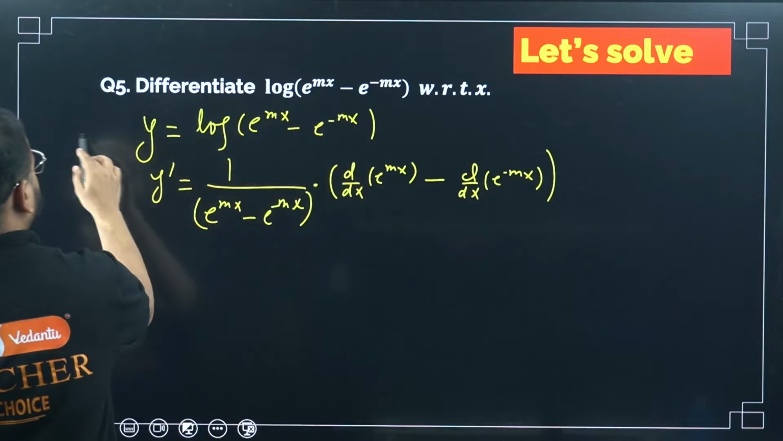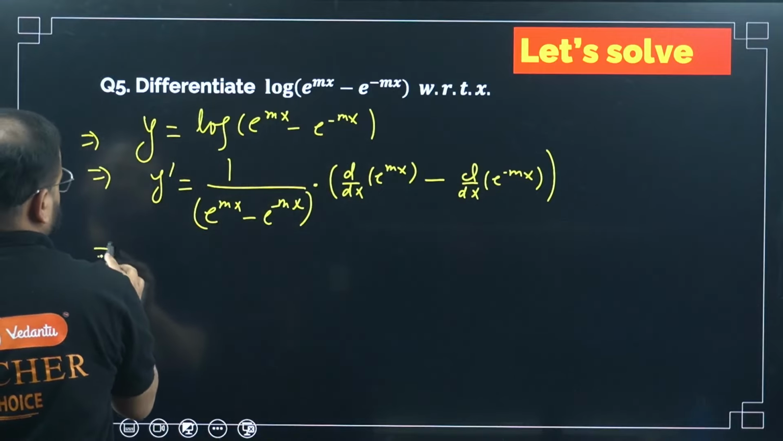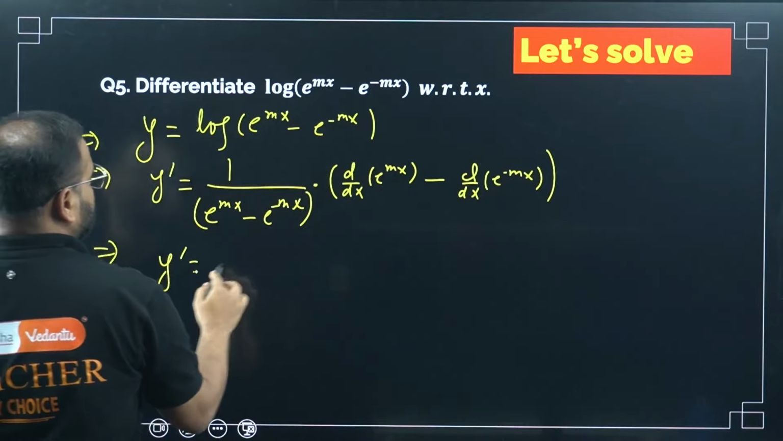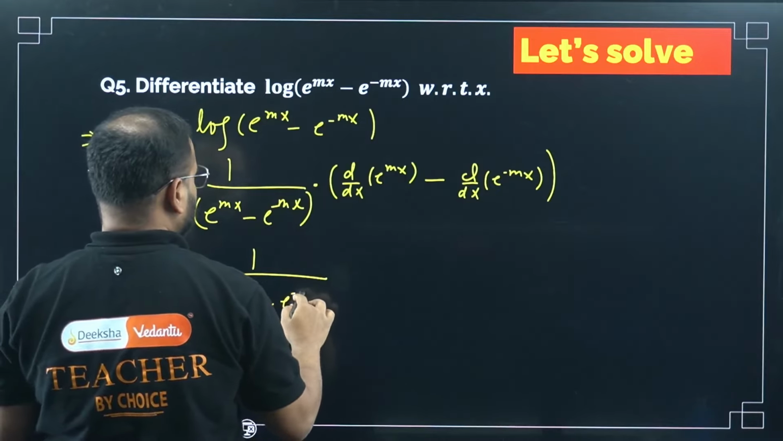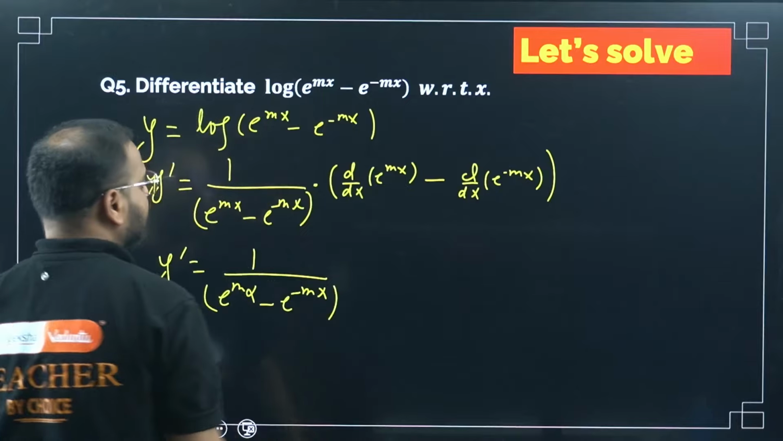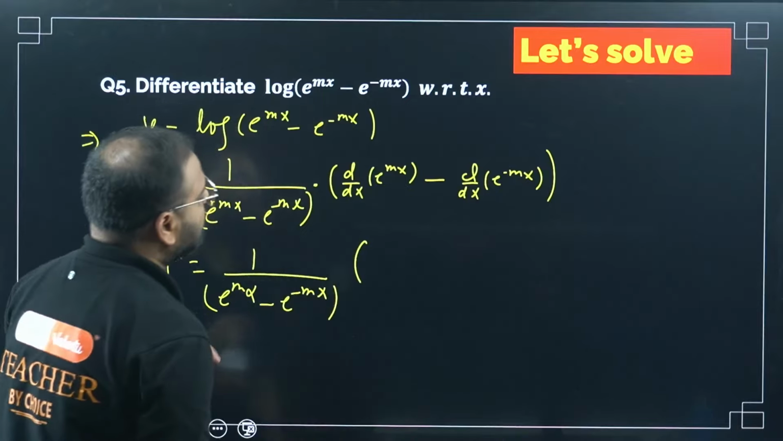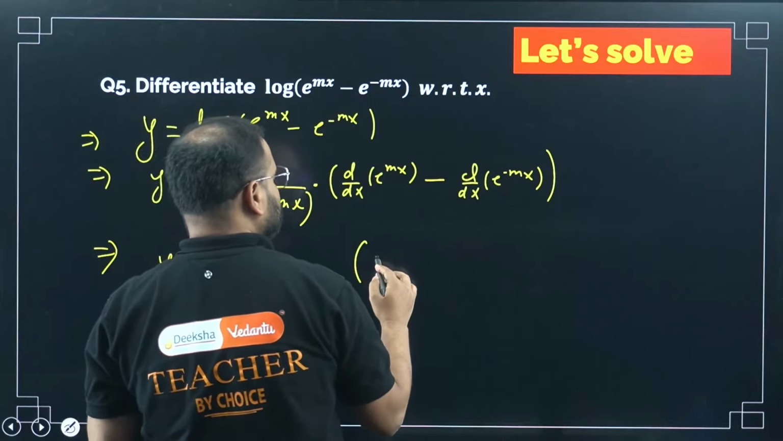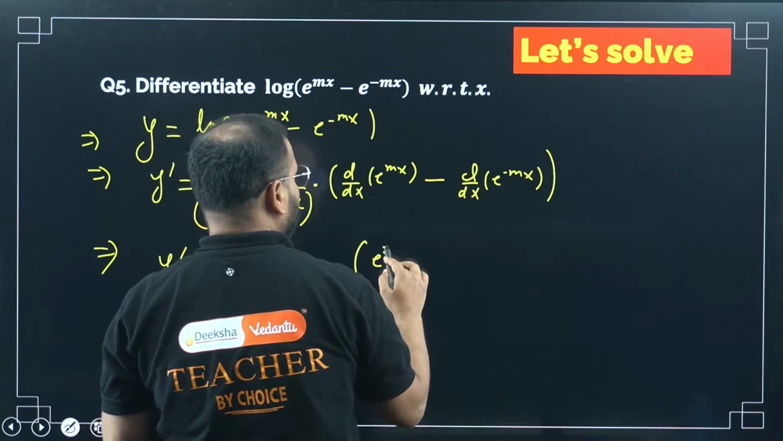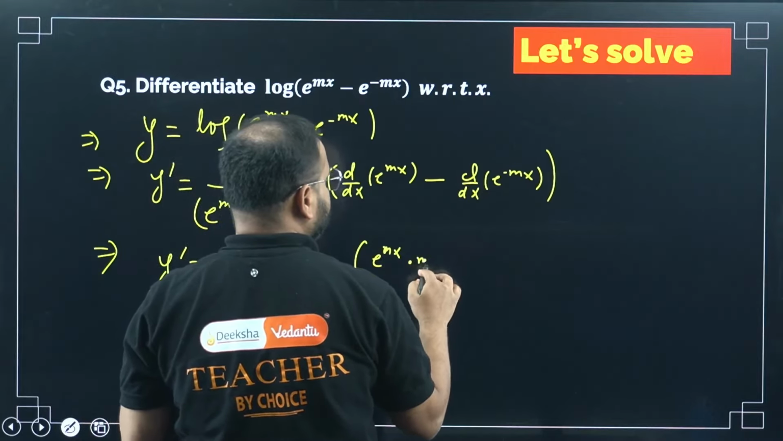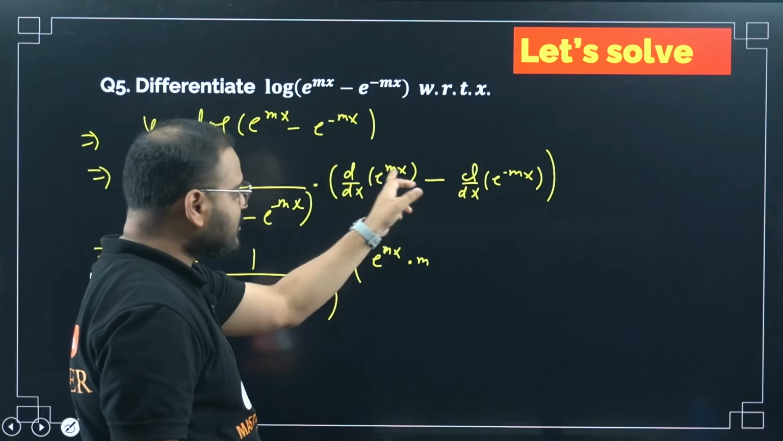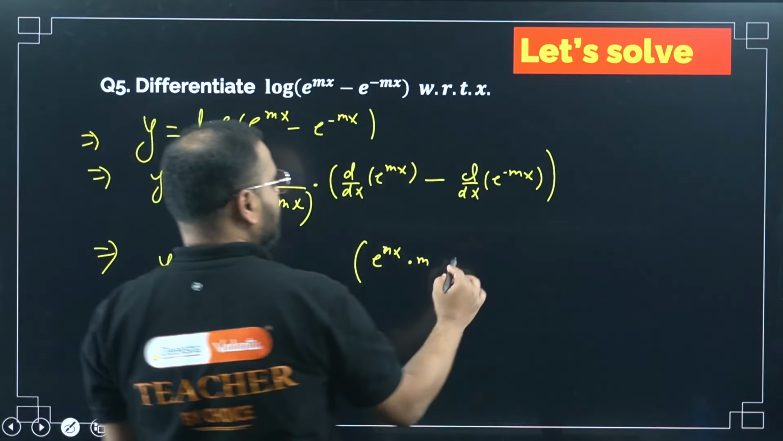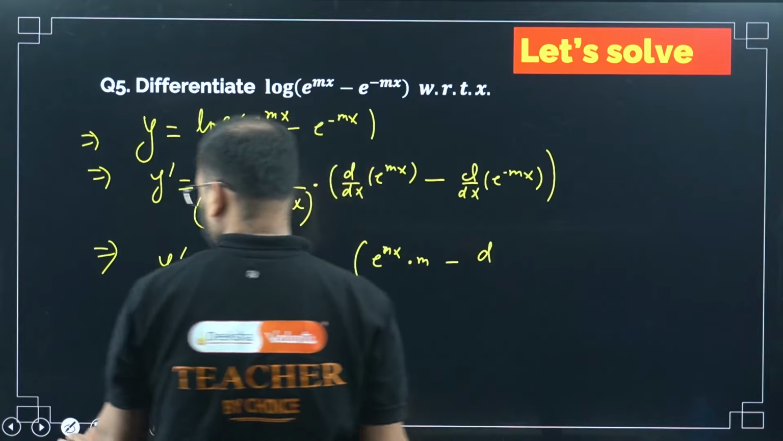Yes sir. Yes sir, of course sir. Yes sir, of course sir. How much is this sir? Simple question sir. How much is this bacha? This is e power mx. E power mx times what? M. M will come, right? If you differentiate e power mx, I'll get e power mx, but mx also if you differentiate, you'll get m. How? Please solve it. Please solve it.